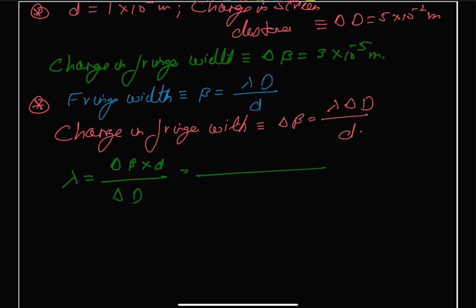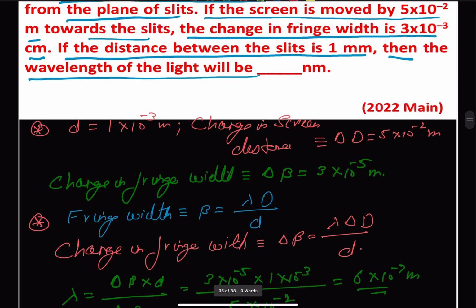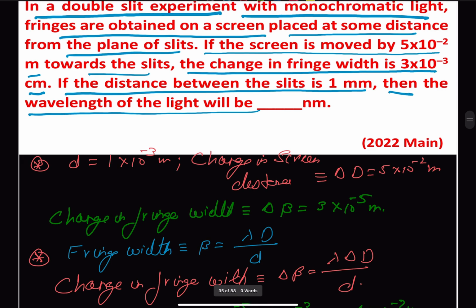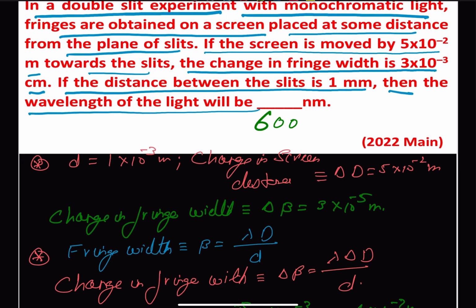So we know all these values. Delta beta is our 3 into 10 to the power minus 5. Small d is given to us 1 into 10 to the power minus 3 meters. Sorry, delta capital D is given, and small d is our 5 into 10 to the power minus 2. And this will be coming as 6 into 10 to the power minus 7 meters. So this is our required wavelength in nanometer. So you can write our lambda will be equal to 600 nanometers.